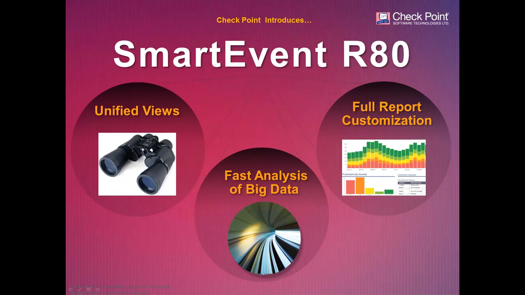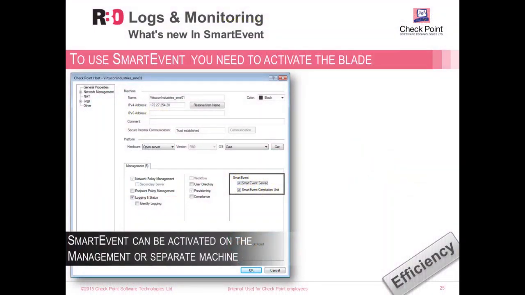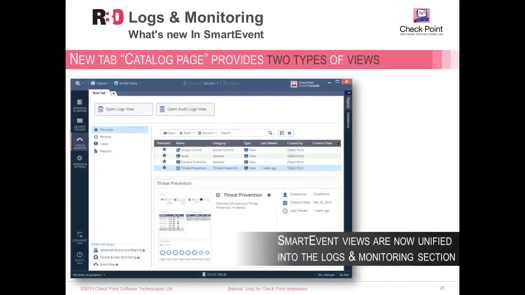and requirements. In order to use SmartEvent, you need to activate the blade. You do that by opening your SmartEvent object inside your management server and enabling the SmartEvent and SmartEvent Correlation Unit checkboxes. If you're doing this in a distributed environment, you should do a database install after you're done with your changes.